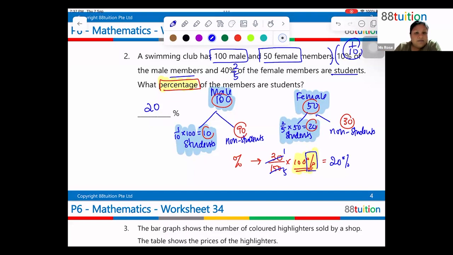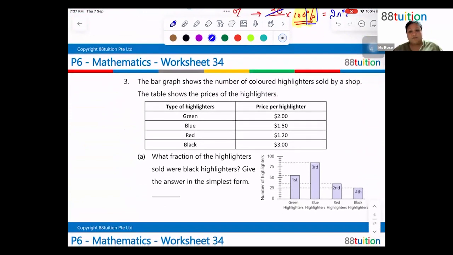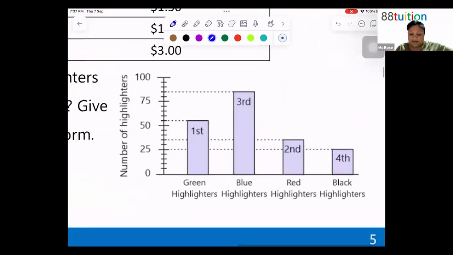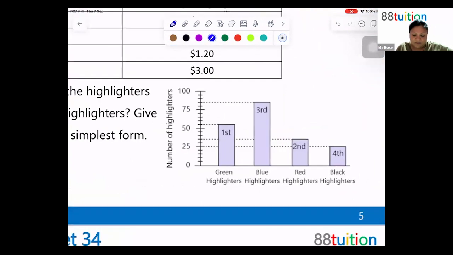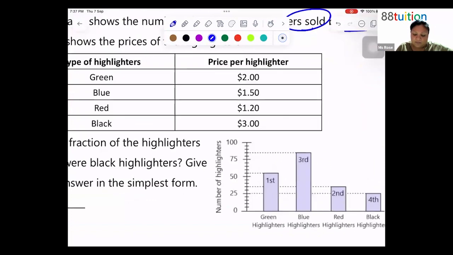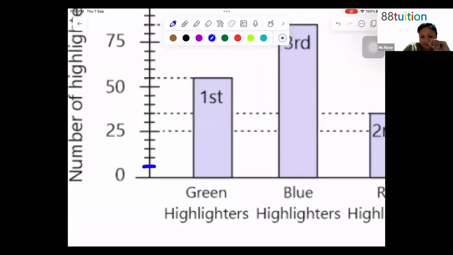Okay, so we have the next question, number 3. When you have questions like this, the first thing you need to do is look at the graph and write down the number of highlighters. The graph shows the number of color highlighters sold by a shop. So find out how many highlighters of each color were sold by the shop. Before you can find out the number, you need to find out the value of each division. Can anyone tell me the value of each of these divisions?